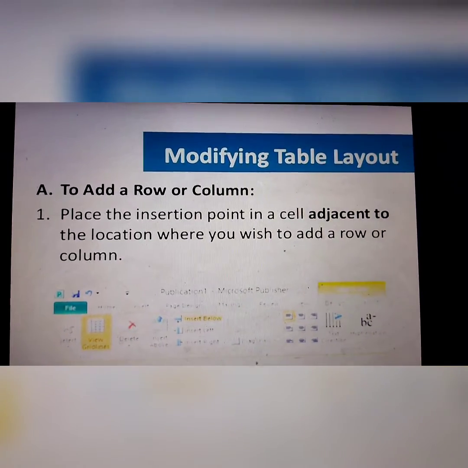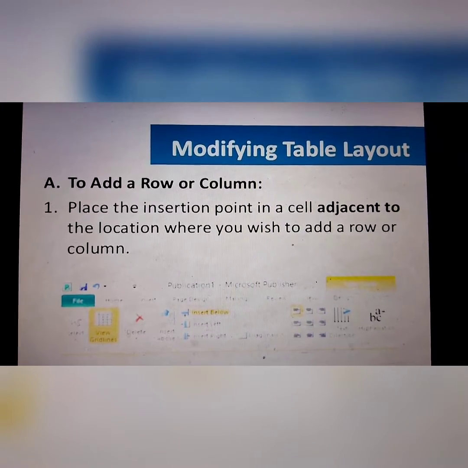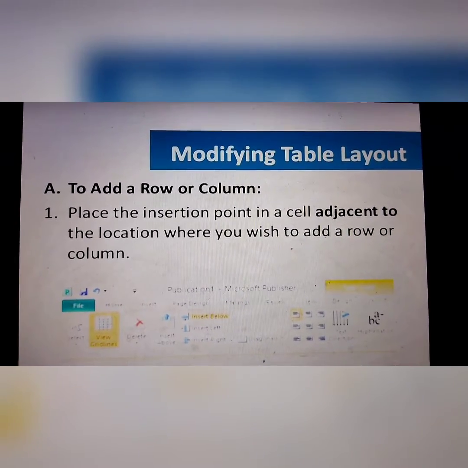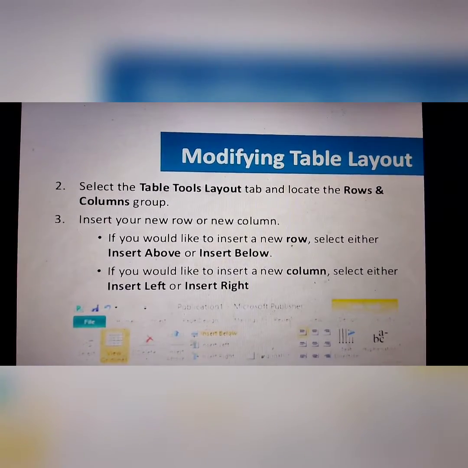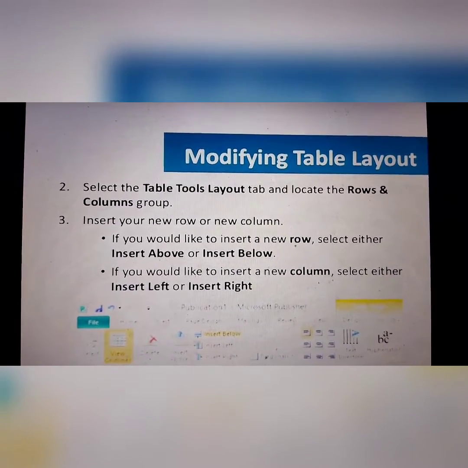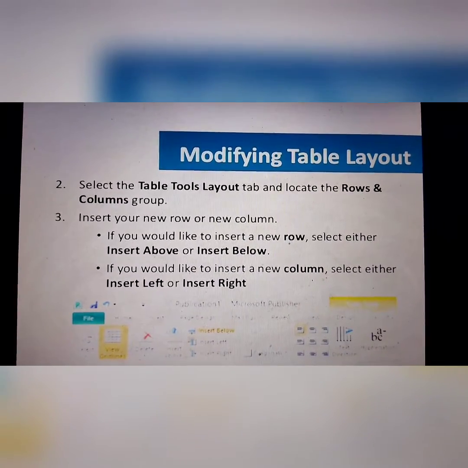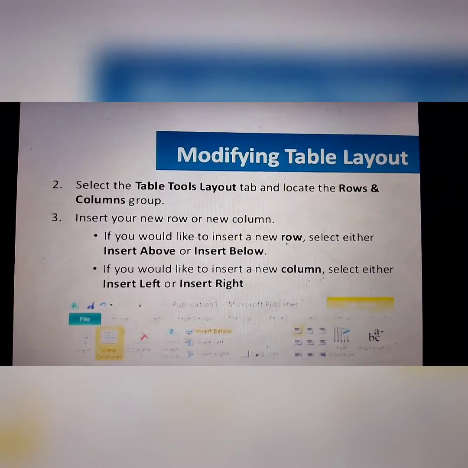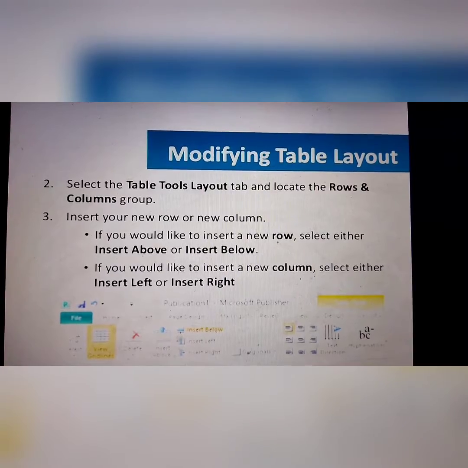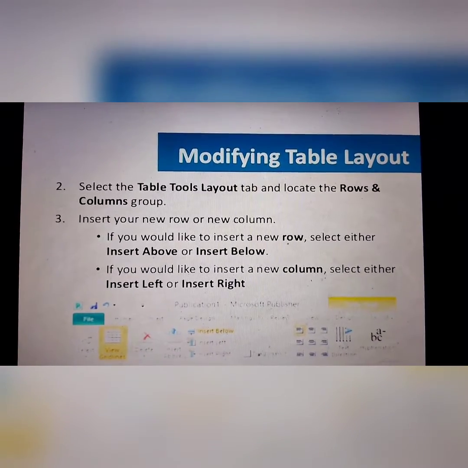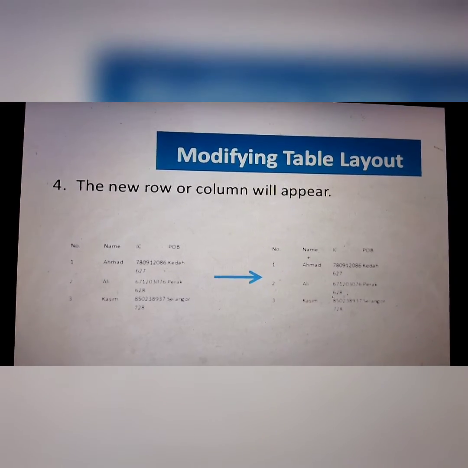So add a row or columns to a table. Place the insertion point in a cell adjacent to the location where you wish to add a row or a column. Now for modifying table layout, select the Table Tools Layout tab and locate the Rows and Columns group, and insert your new row or new column. If you would like to insert a new row, select either Insert Above or Insert Below. If you would like to insert a new column, select either Insert Left or Insert Right. The new row or column will appear.